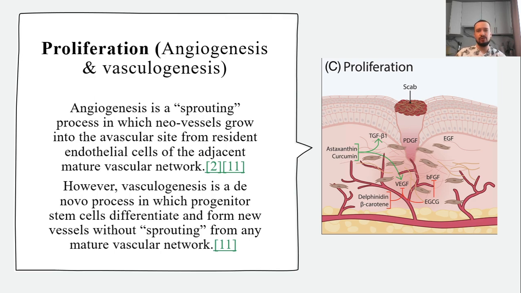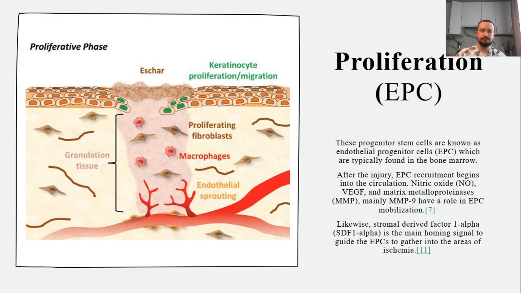Angiogenesis is a sprouting process in which new vessels grow into the avascular site from resident endothelial cells of the adjacent mature vascular network. However, vasculogenesis is a de novo process in which progenitor stem cells differentiate and form new vessels without sprouting from any mature vascular network. These progenitor stem cells are known as endothelial progenitor cells, which are typically found in the bone marrow.